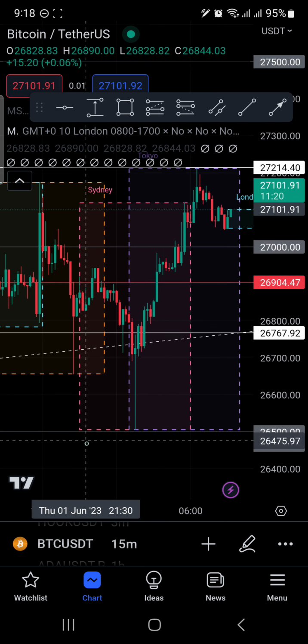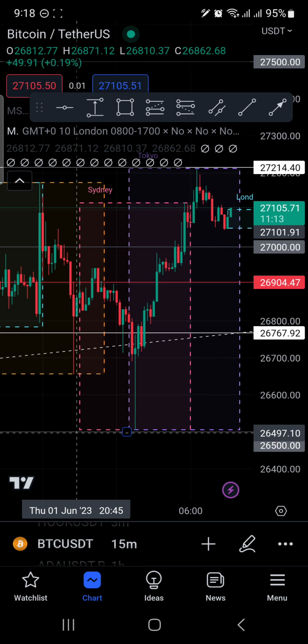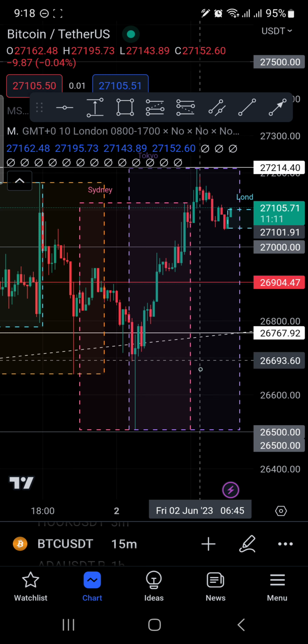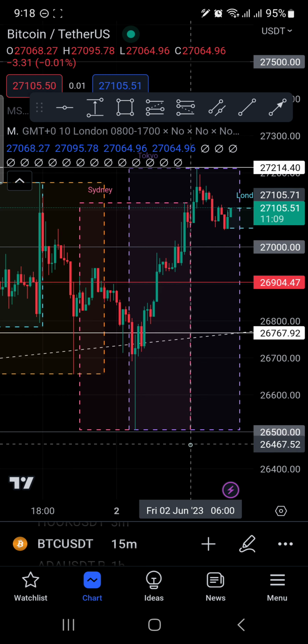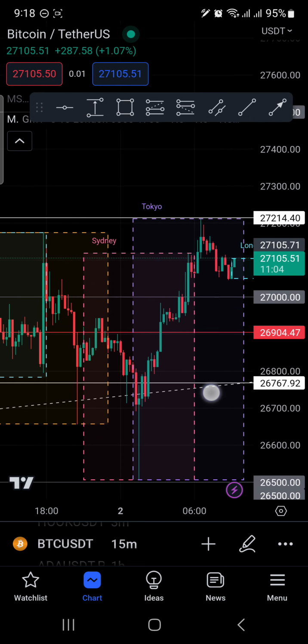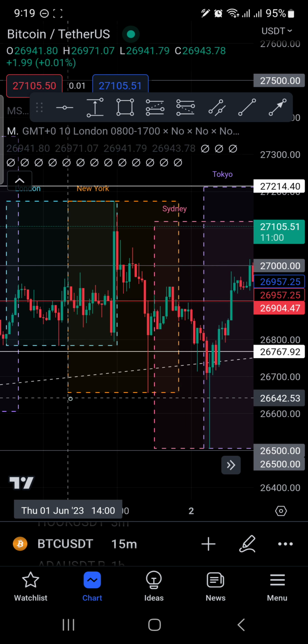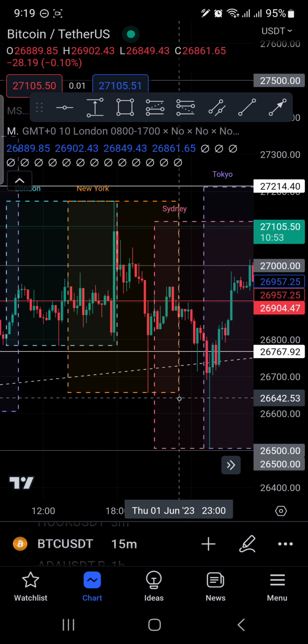Okay, so then we have Sydney overlap Tokyo session. So Sydney starts by 9 yesterday night in Nigerian time, and it ended 6 a.m. this morning. 6 a.m. You see that? Then we have New York session, starts by 2. You see, 14, 2, and ends by 8.